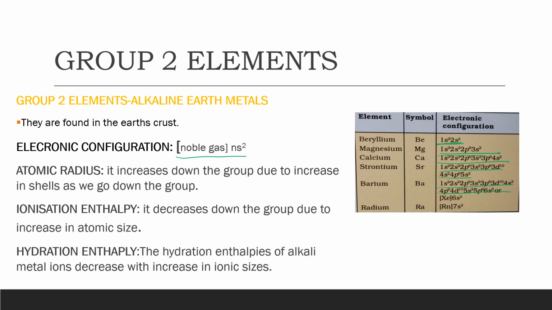Ionization enthalpy. It decreases down the group due to increase in atomic size. Ionization enthalpy is the removal of an electron from the outermost shell. As we go down, the number of shells increases, which means there is a larger distance between the nucleus and the outermost electron. Due to the distance between them, it is easy to remove the electron.